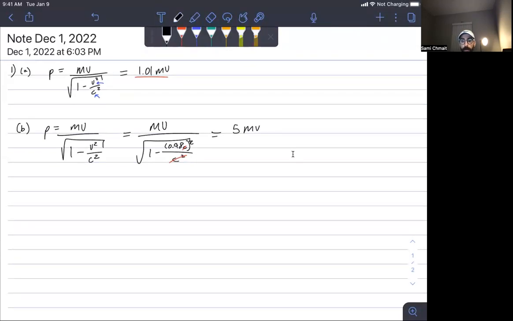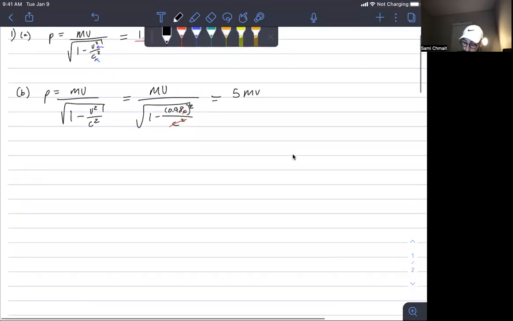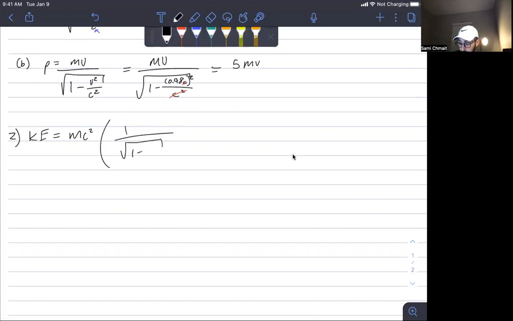Question number 2 now is we want to calculate the kinetic energy and the momentum of a proton traveling at 2.13 times 10 to the 8. So for our kinetic energy equation, we talked about this one before, and I already told you what I like to do to save a little bit of time, which is just factor out that MC squared. And what we're left with is this.